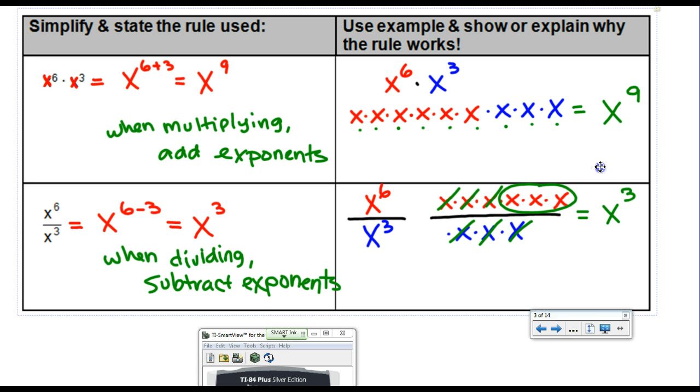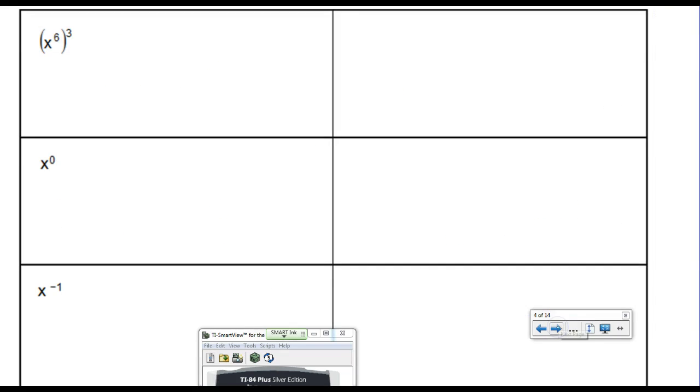Okay, so we have 3 more rules. The next rule, an x to the 6th raised to the 3rd power. Again, if you recall the rule, when you raise a power to an additional power, you multiply the power with the power, and you're going to get x to the 18th. All right, and then again, I'll illustrate the rule in case you ever need to figure out the rule on your own.